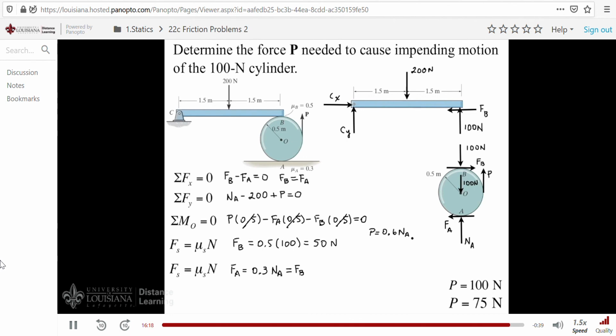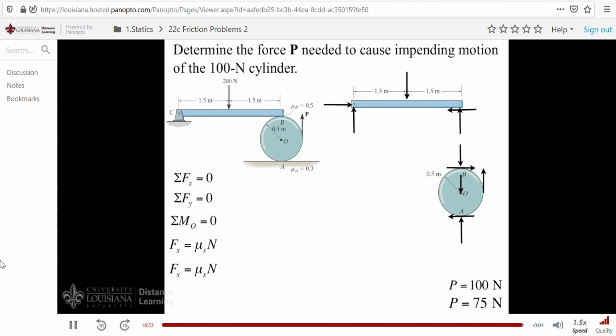Realizing that, I can come up here and solve for P. In other words, I can rewrite this equation as P over 0.6 minus 200, and of course plus P equals 0. If I solve for P in this equation, I get an answer of 75 newtons. Consequently, the cylinder will tend to roll at B and slip at A. And that ends the lesson.